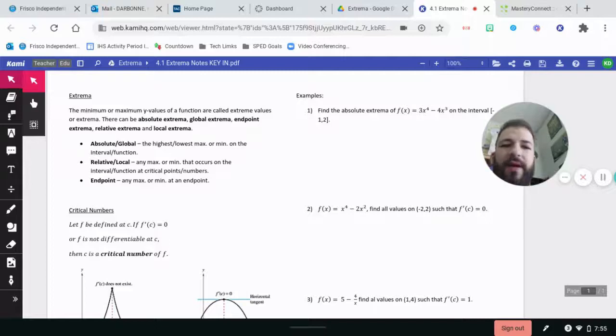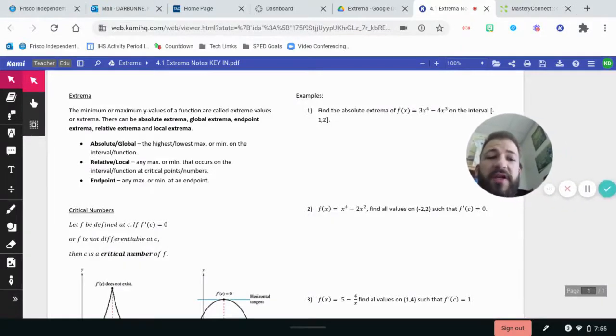Today we're going to be talking about Extrema. We've talked about Extrema a little bit already, obviously with the extreme value theorem. We've talked about them here and there in mathematics. Extrema are minimum or maximum y values on a function.